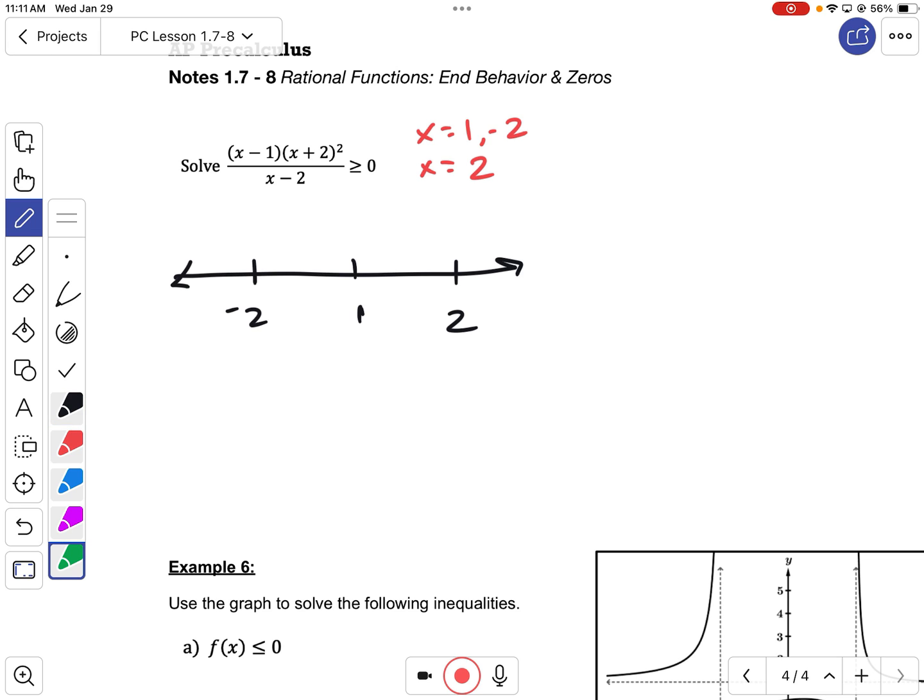Do I need parentheses on any of these? The 2, because it came out of the denominator. And when we're looking at our inequality, we are doing greater than or equal to, so anything on the top is going to get a bracket. So less than -2. Let me ask you a question: does that second parenthesis on the top matter?